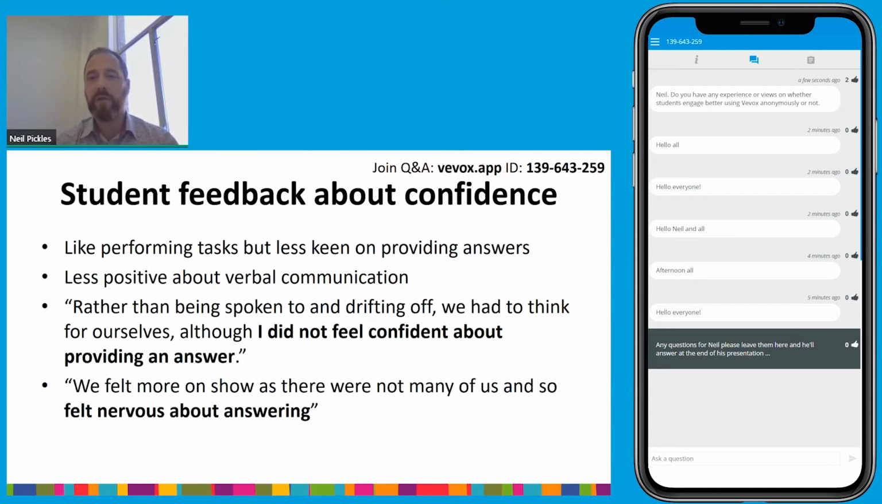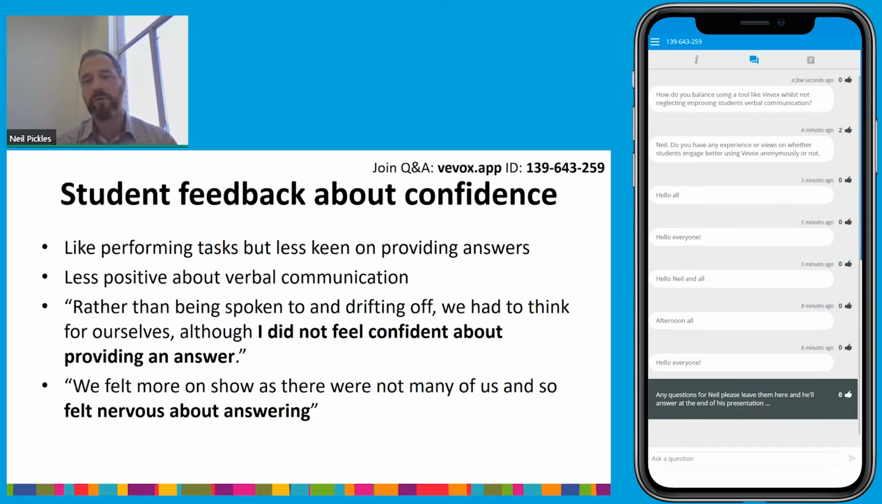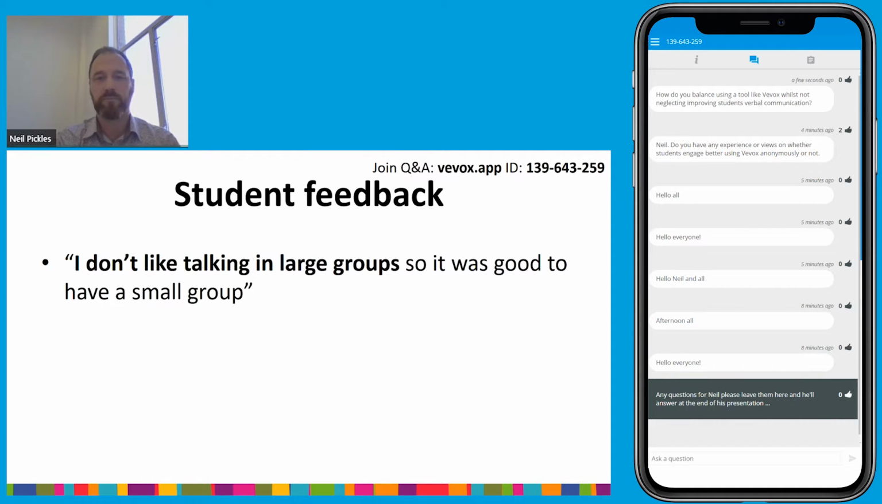So again, when you're thinking about how to encourage people to answer and ask questions, you have to think about the environment, how many people are in the room. However, some students prefer a small group because talking in a large group requires often more volume if you don't have a microphone. So again, this has to be factored in.